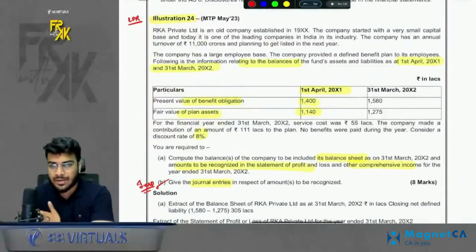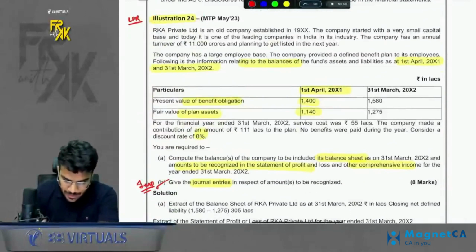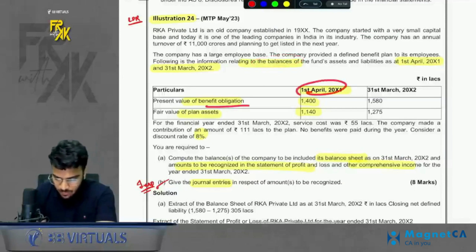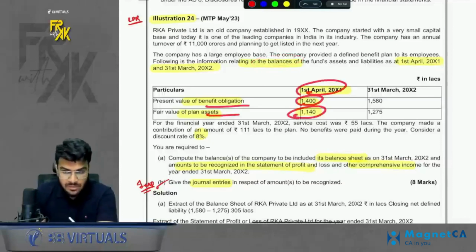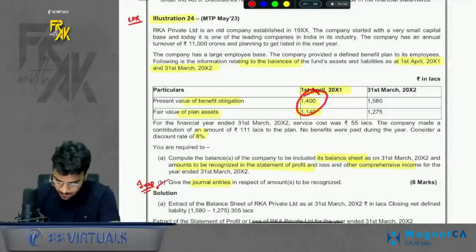Now, illustration number 24. What is given here? It is said that RK is an old company. Company started with a very small capital. We have the following balances of the funds. We have opening balance given, DBO 1400 and plan asset 1140. So opening balance is given. So how to solve these types of questions, I will tell you.